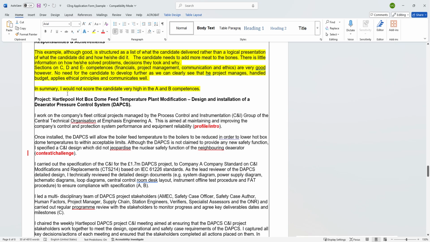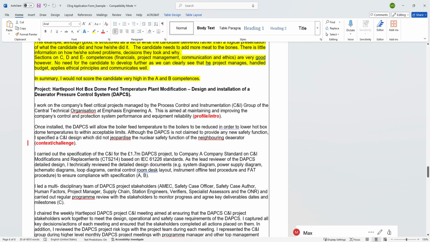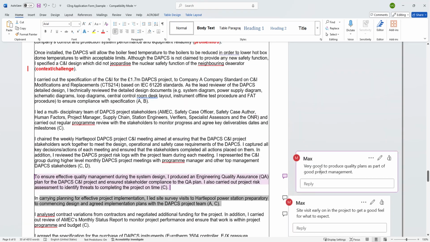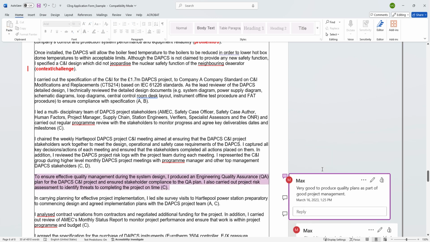So that's why the comment says, in summary, I would not score the candidate very high in competence A and B, because the candidate didn't go into depth as to how they arrived at the engineering judgments. So that's why the candidate wouldn't score very high under competence A and B for this particular example. Okay, so we'll just look at one or two comments anyway.